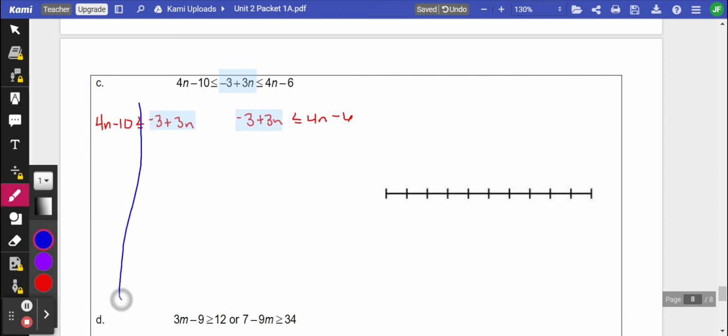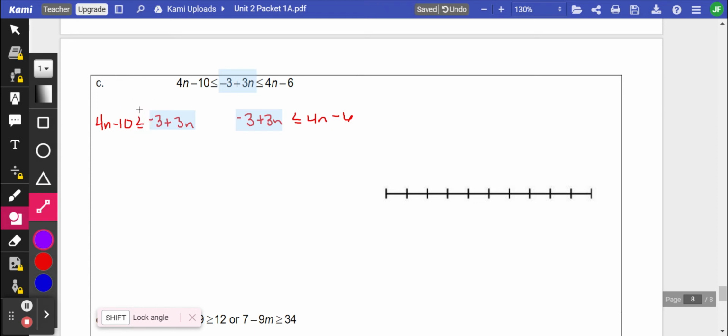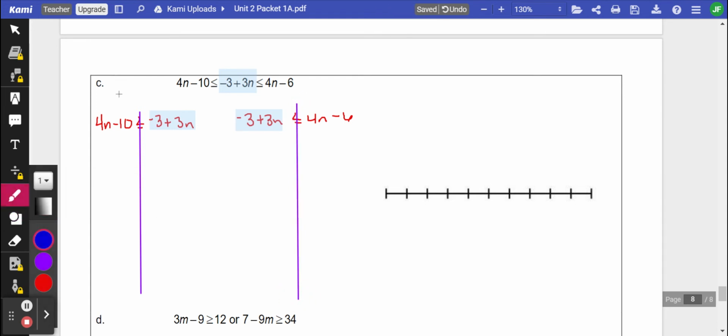Now I'm going to draw my line through my inequality sign. And I'm going to put my letters for both of these on the left side just because it's a little bit easier to read. My numbers on the right side. So I need to move my letters. So we're going to subtract 3n from both sides.